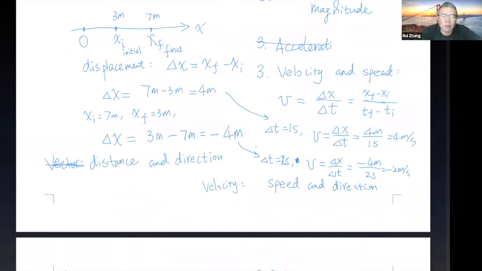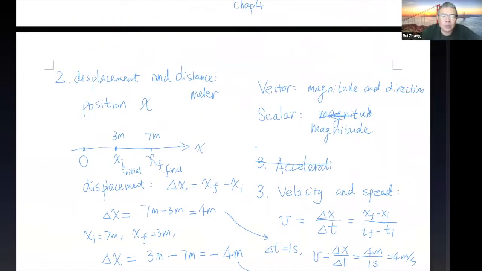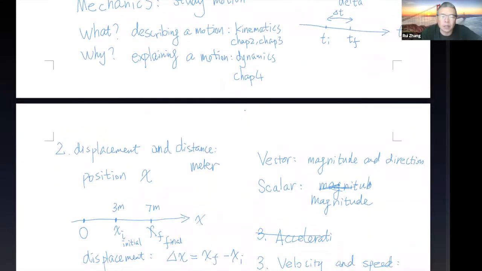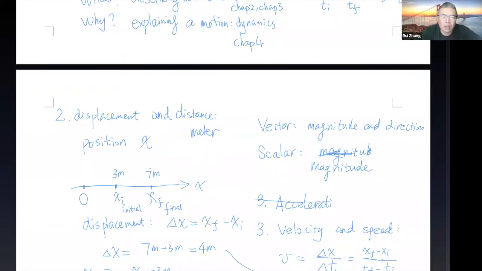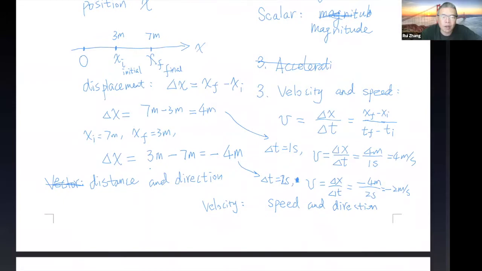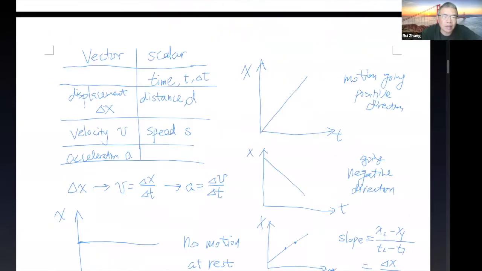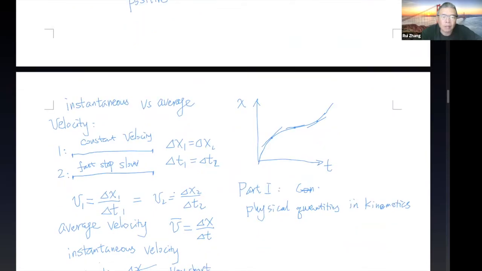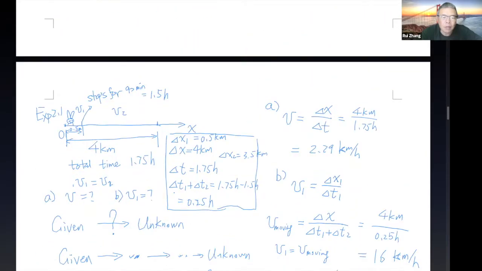Again, we're doing chapter 1. The first part is about kinematics, how to describe a motion. We introduce a bunch of quantities to describe motion. They are mostly vectors, mostly these three quantities: displacement, velocity, and acceleration. They're organized like this.